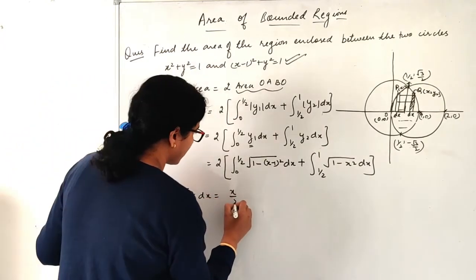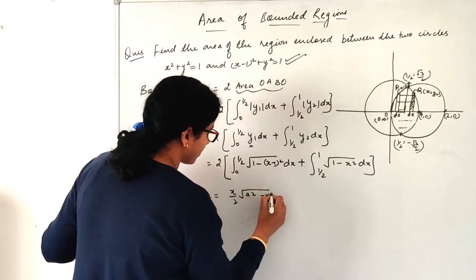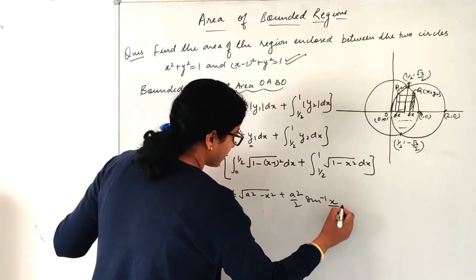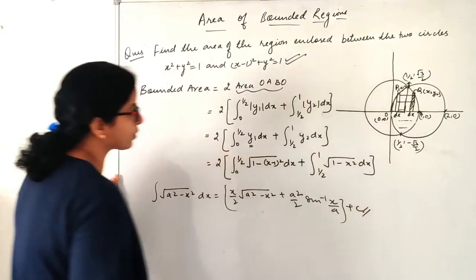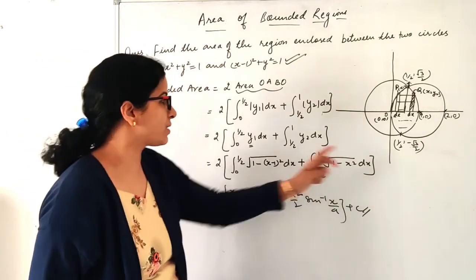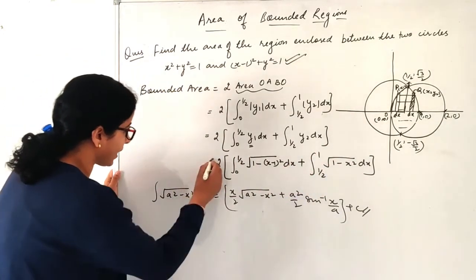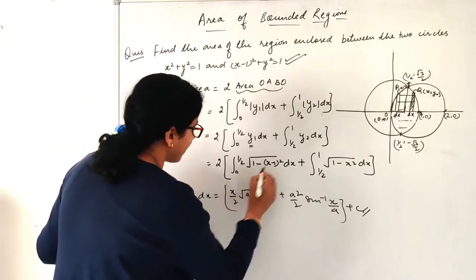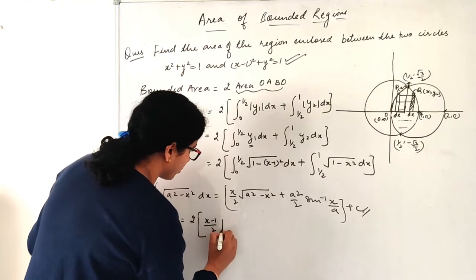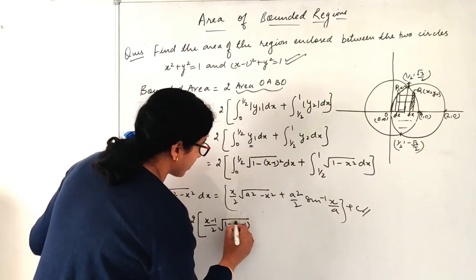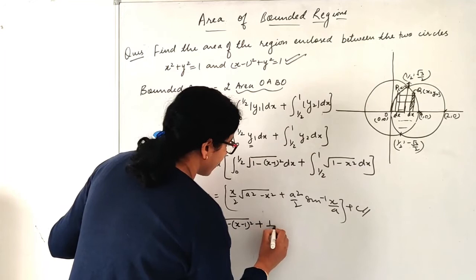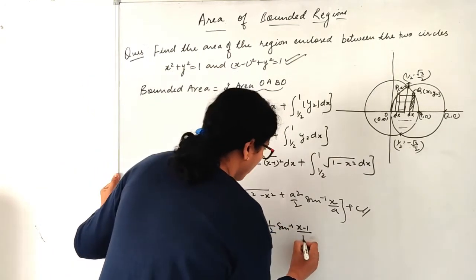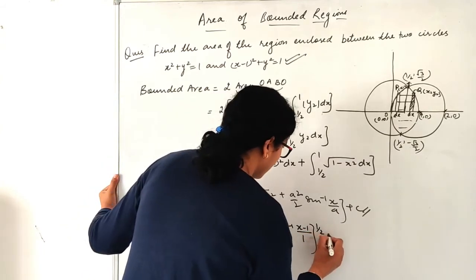It is x by 2 root a square minus x square plus a square by 2 sine inverse x by a, plus c. This formula we are going to use. We will not write plus c because it is a definite integral. So I can write the area as twice, instead of x I have x minus 1 by 2, so (x minus 1 by 2) root 1 minus (x minus 1 by 2) square plus 1 by 2 sine inverse (x minus 1 by 2) by 1, with the limit 0 to 1 by 2, plus.